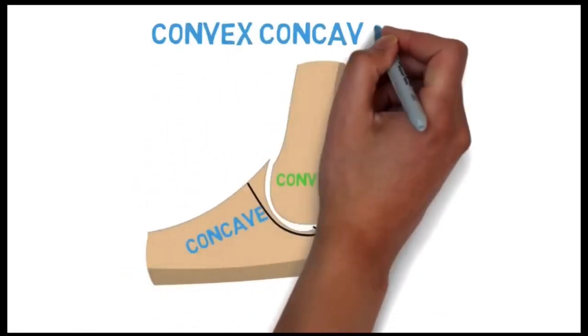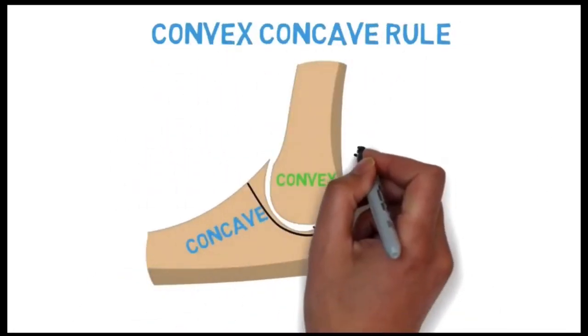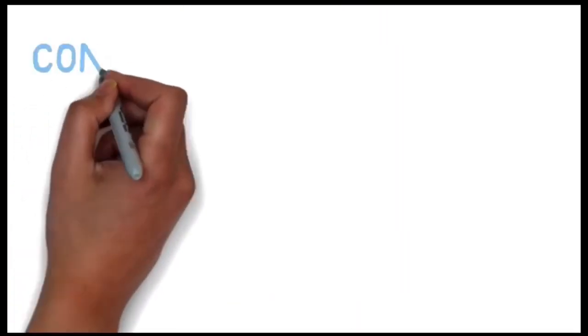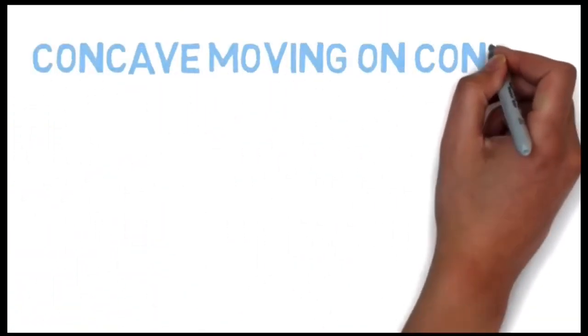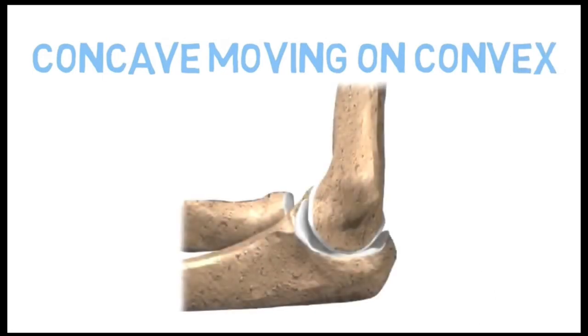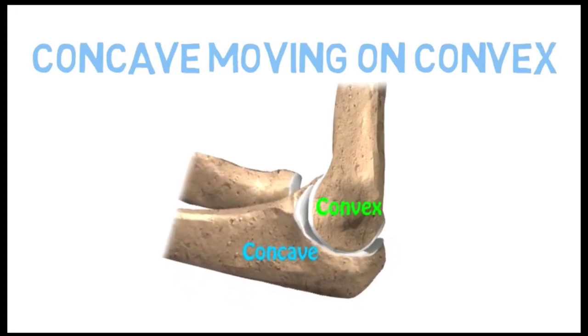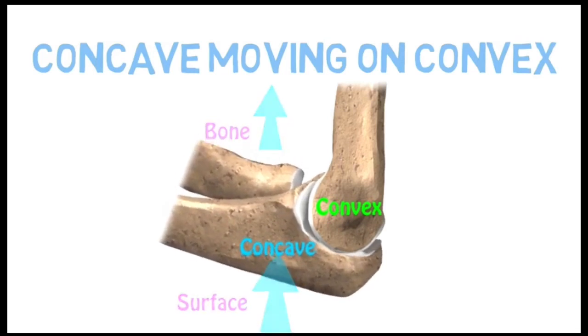The convex-concave rule depends on which surface is moving. So let's look at an example of a concave surface moving. In the elbow, the ulna is concave and the humerus is the convex surface. As you can see, when the concave surface moves, the surface and the bone slide in the same direction.